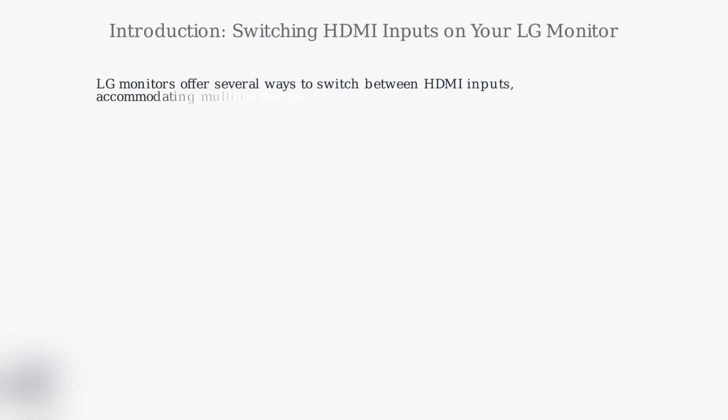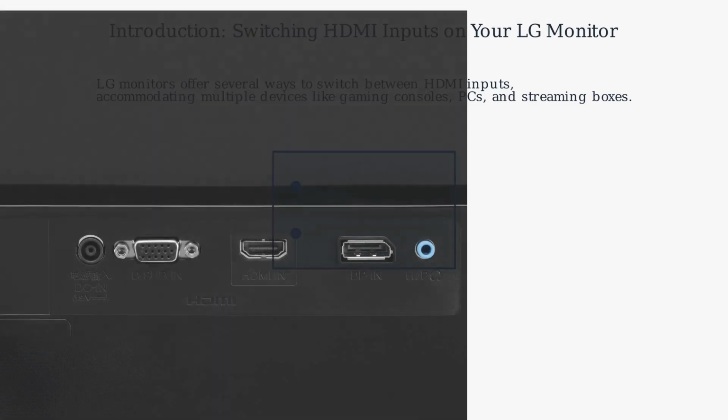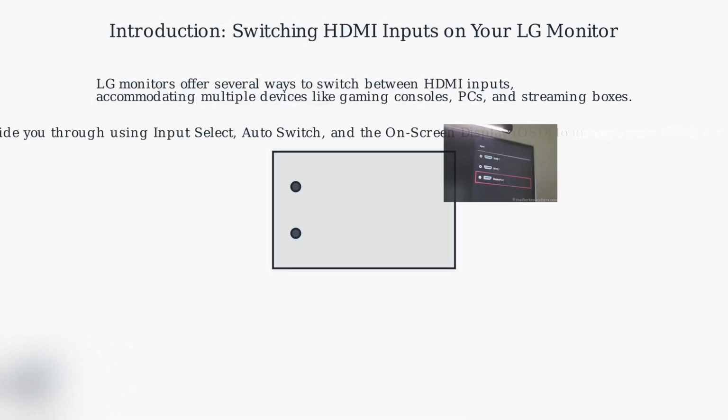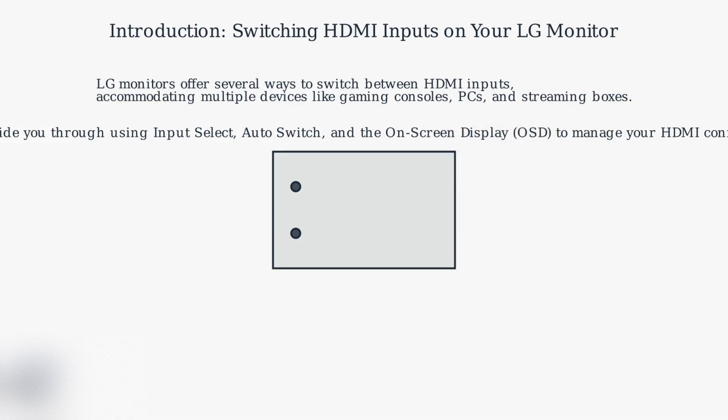LG monitors offer several ways to switch between HDMI inputs, accommodating multiple devices like gaming consoles, PCs, and streaming boxes. The back panel of your LG monitor features multiple HDMI ports for connecting different devices. Input Select allows manual switching between HDMI ports via the monitor's menu. Auto Switch automatically detects and switches to active HDMI inputs for a seamless experience.